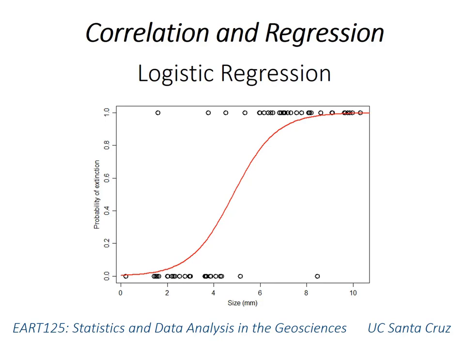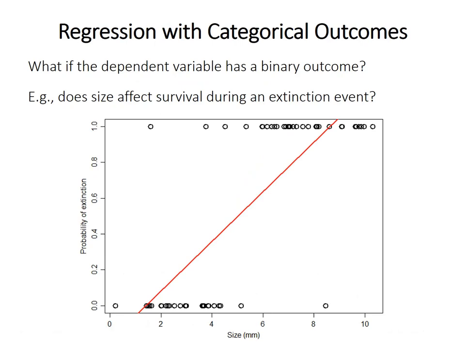This video covers the last regression technique we're going to discuss in this class, and that's logistic regression. So we've covered linear regression beforehand, where you want to test if two continuous variables are related to each other. But what if the dependent variable has a binary outcome? So binary or binomial means that there's only two outcomes, yes or no. So for example, does size affect survival of organisms during an extinction event? So this is binary because there are only two possible outcomes. They either go extinct or they don't go extinct.